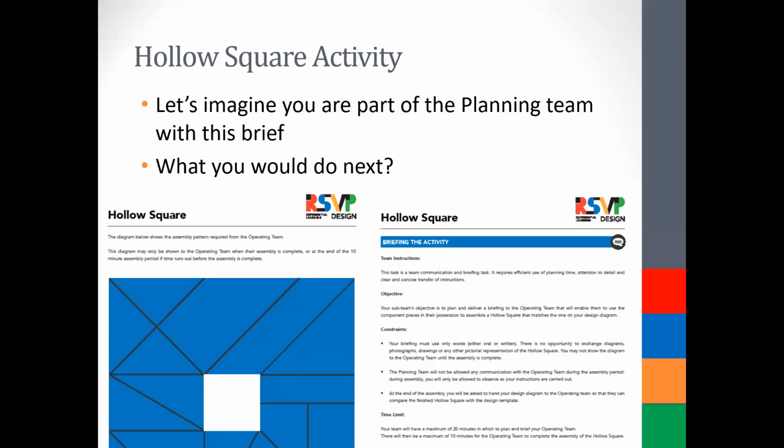Unfortunately we only had 3 people, so 2 of them are in the operations team and you're stuck there yourself in the planning team. So there's your brief as I described it. Here's your diagram. What would you do next? Start putting into the chat some suggestions about how you would begin this activity.